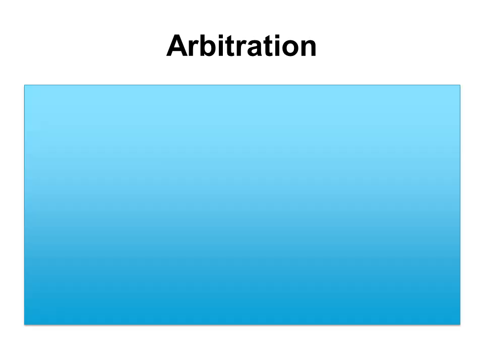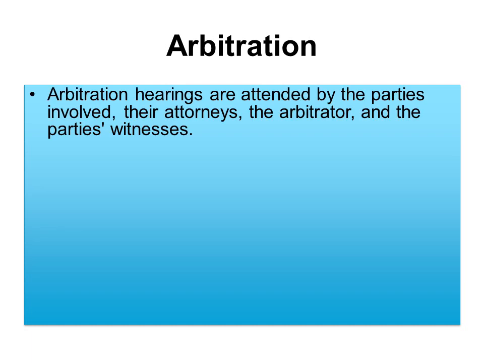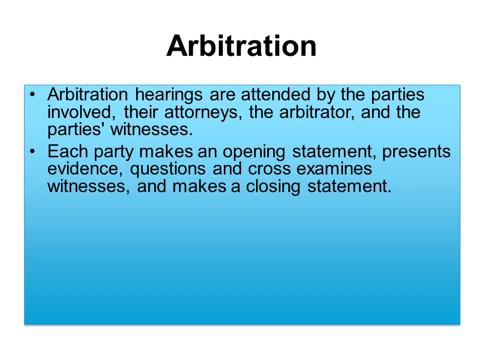So, arbitration, how are they handled? Well, they're much like a trial. All the parties come to the arbitration. They have attorneys to represent them at the arbitration. There's an arbitrator who is like a judge, as mentioned earlier, and there are witnesses. So the people involved are similar to trials. The process at arbitration is much like a trial as well. Each party makes an opening statement. They present evidence. They ask questions. There's cross-examination of witnesses, and they make a closing statement. So it's very much, again, just like the process of a trial.